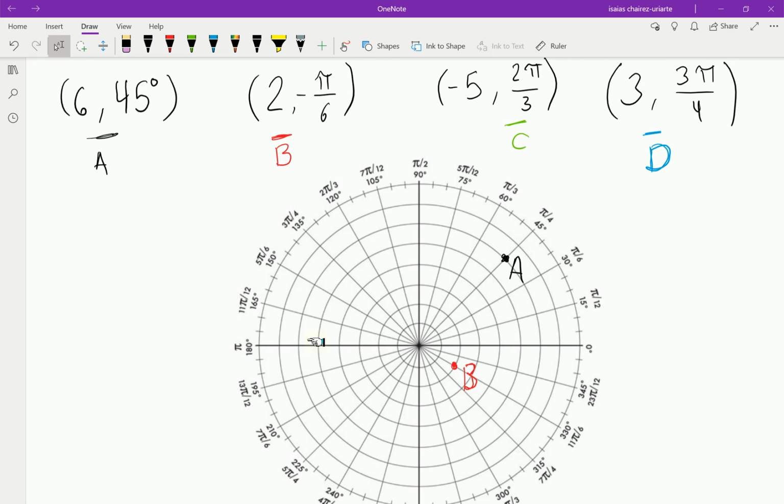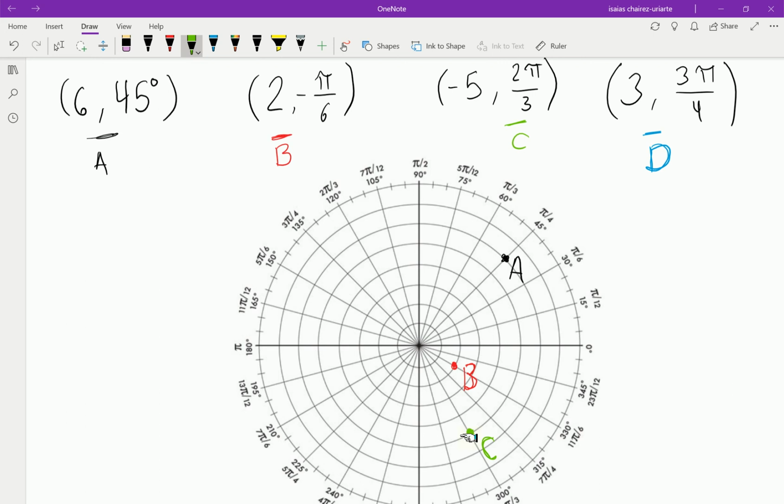counterclockwise. So 2 pi over 3 counterclockwise. That means 120 degrees counterclockwise. So from here I have to go 90 and then another 30. That puts me right there. I would say that this is my point C. How did I get here? I went negative 5, 1, 2, 3, 4, 5, and then positive 120 degrees, or 2 pi over 3. So that's 120 degrees right there. That's my point C.